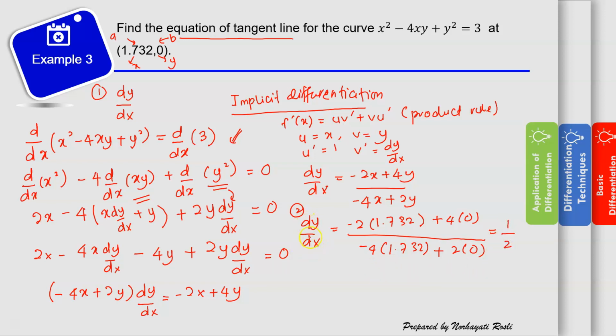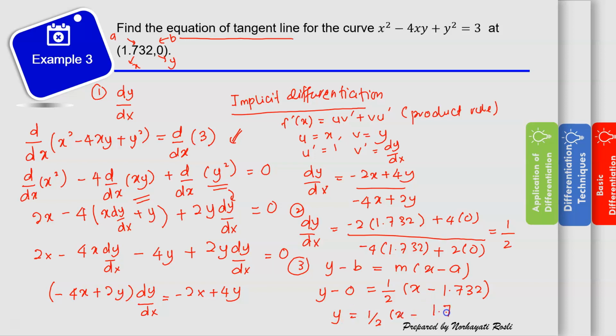Once we have this gradient value, we can substitute in the formula, y minus b equals m times (x minus a). We already have b and a, so we don't have to compute them. So y minus 0 equals m, which is given by this dy dx, that is 1 over 2, times (x minus 1.732). Which is y equals 1 over 2 x minus 1.732. So this is the final answer for this example 3.